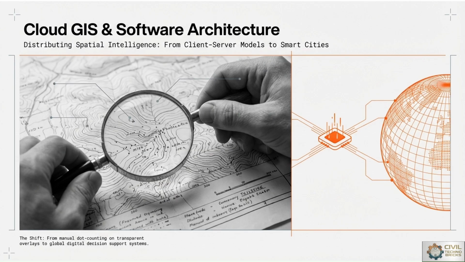Cloud GIS is a system where GIS data and services are hosted on cloud platforms, which are accessed with reference to the internet. The main objective is to enable remote access, data sharing, and real time collaboration, distributing spatial intelligence from client server models to any type of smart city applications, which is the most important role in the Cloud GIS. Cloud GIS works by storing the spatial data on cloud servers and delivering that GIS services through web applications.